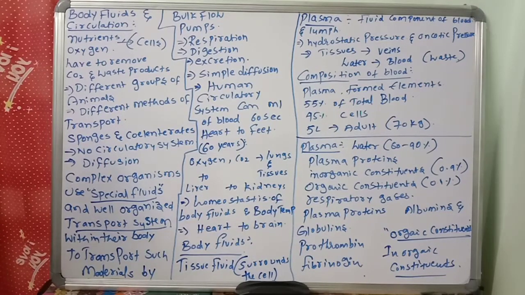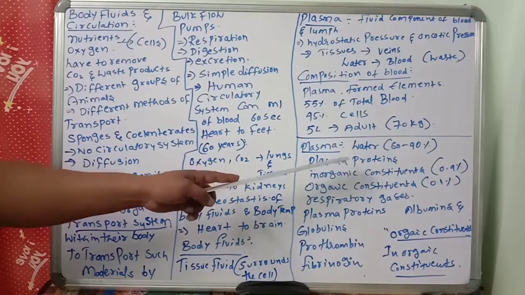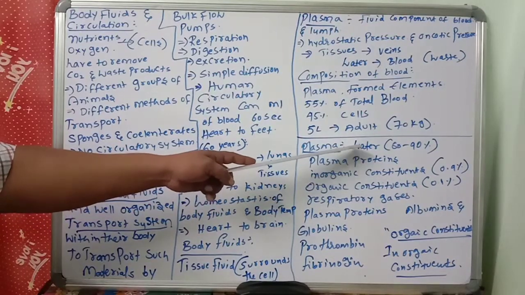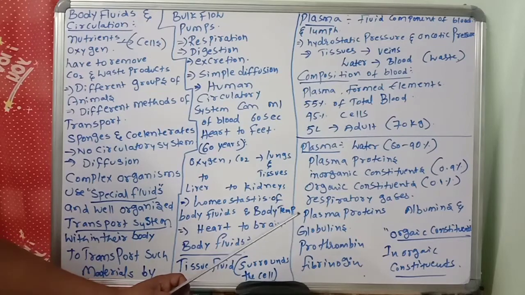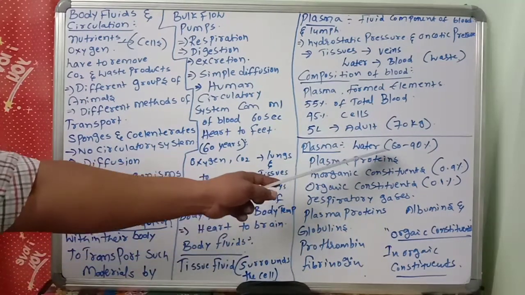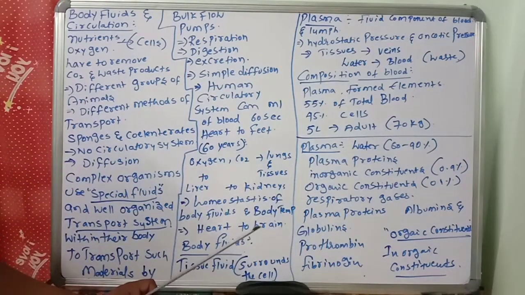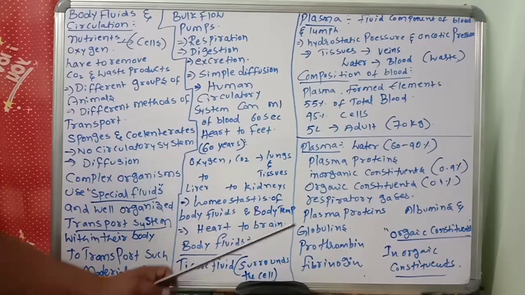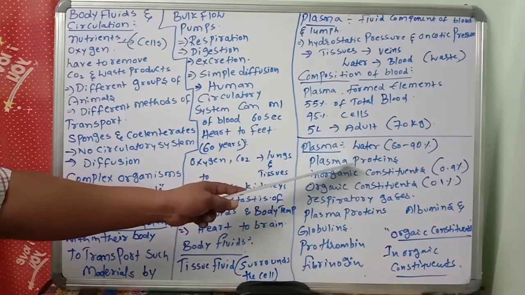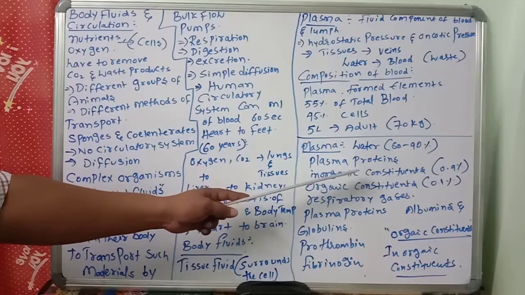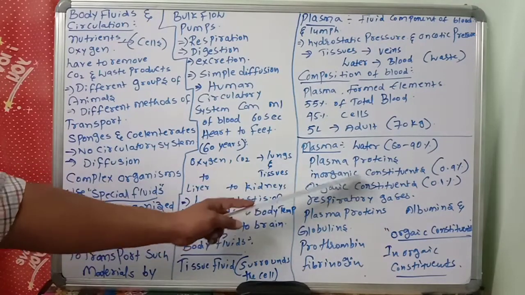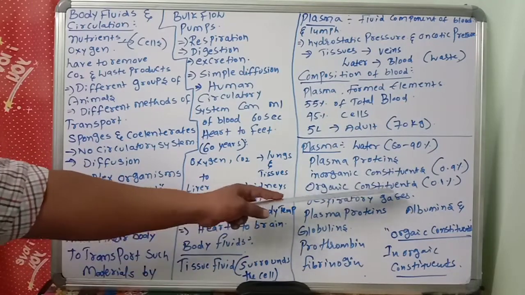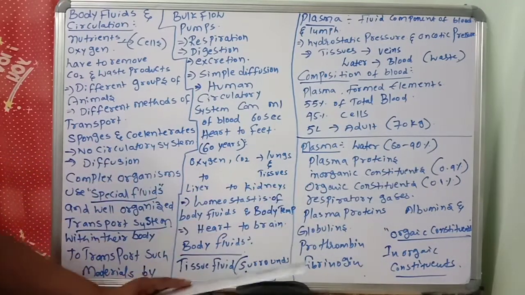Next, another important one, plasma. What about the plasma? Plasma is the main fluid content in the blood. The plasma consists of how much? 90 to 92% water. Okay, and plasma proteins are also there, with inorganic constituents 0.9% and organic constituents 0.1%.